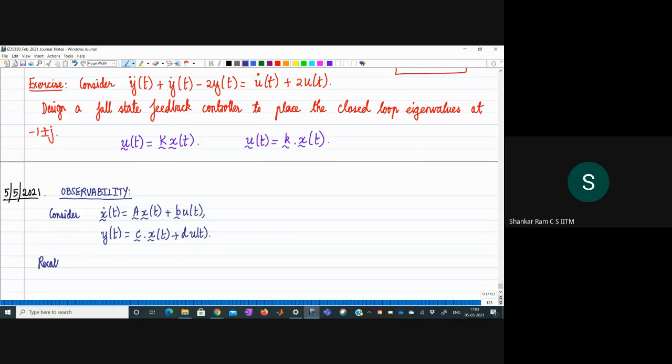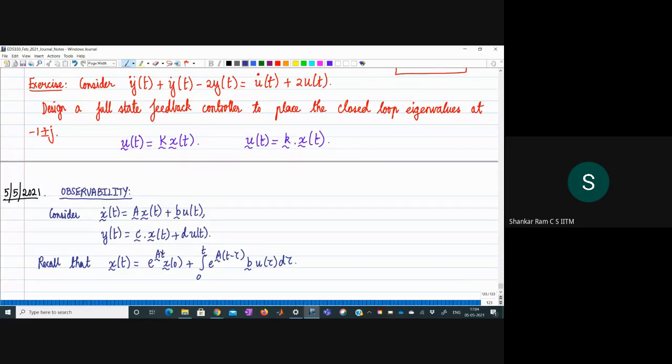If we look at the solution to the state equation, we recall that the state vector becomes e power At x0 plus integral 0 to t e power A(t minus tau) B u of tau d tau. Essentially, that's what we have as the solution to the state equation.